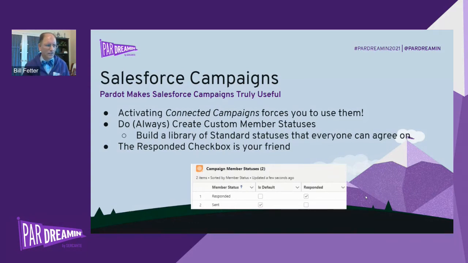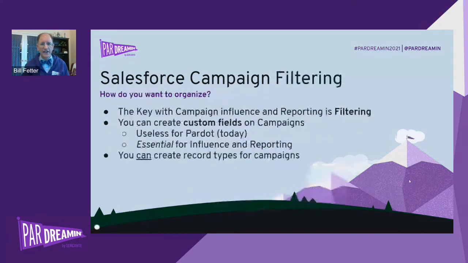All right, next one is campaign filtering. The key with doing all of this is filtering which campaigns you want to count as influential. So you can create custom fields on campaigns. Most people don't, but you absolutely can. It's just like any other Salesforce object. It's not really useful in Pardot today because Pardot doesn't read any of those custom fields. So really the value in it is downstream when you're talking about campaign influence and reporting in Salesforce.